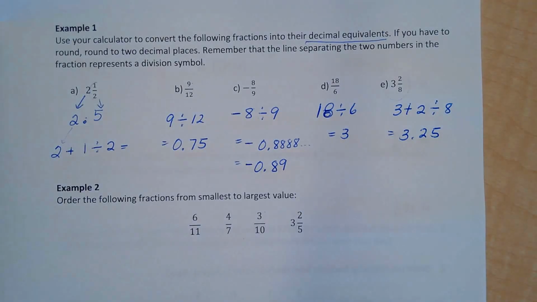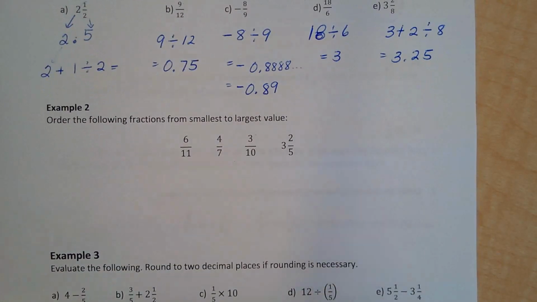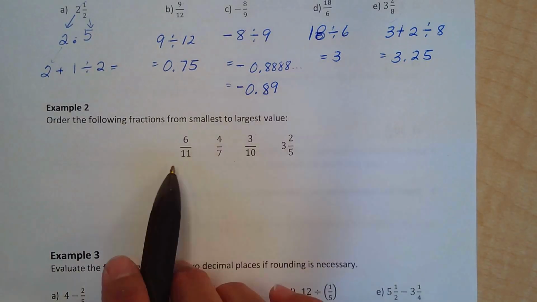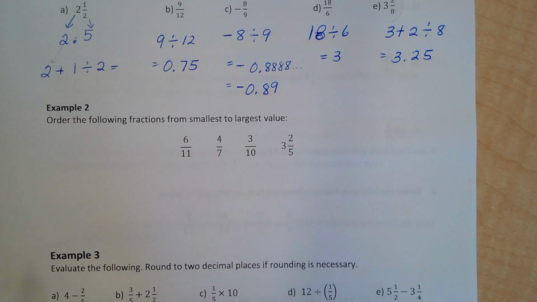So in example 1, we are converting. Converting means changing from fractions to decimals. Now let's take a look at example 2. What does it say? We're going to put the numbers in order from smallest to biggest. So how can you figure out which one is the smallest and which one is the biggest? So here's what we could do. This is a possibility too.